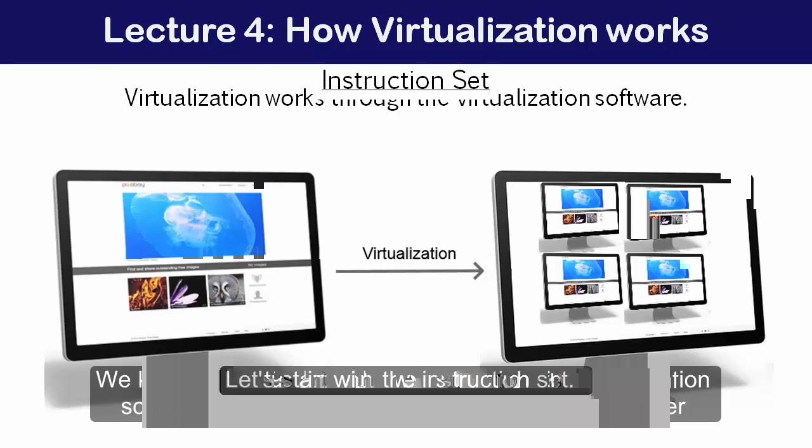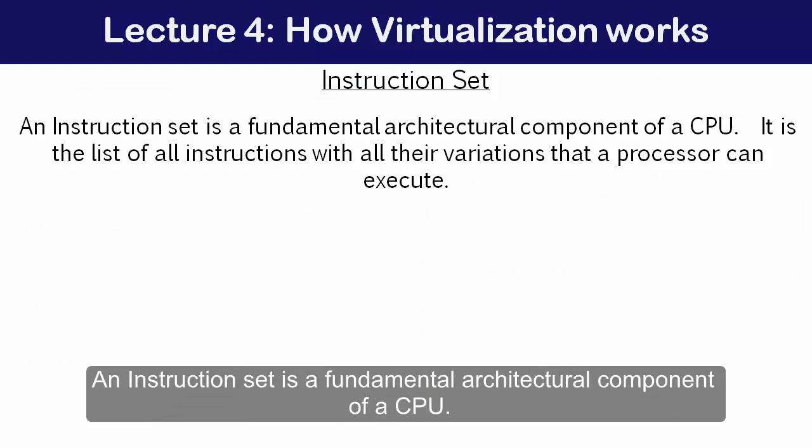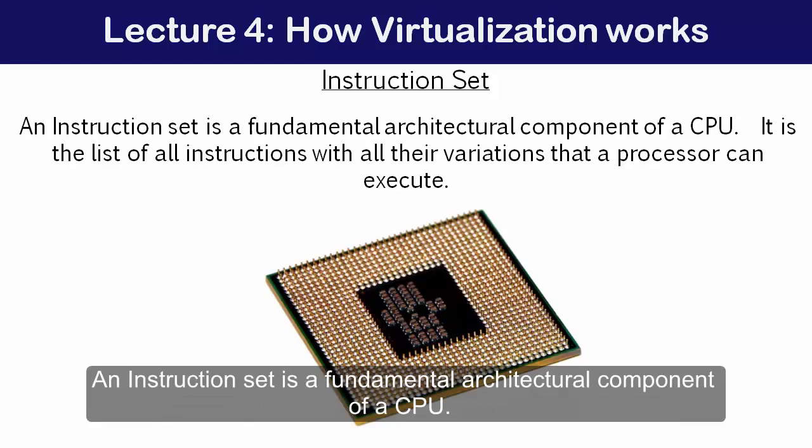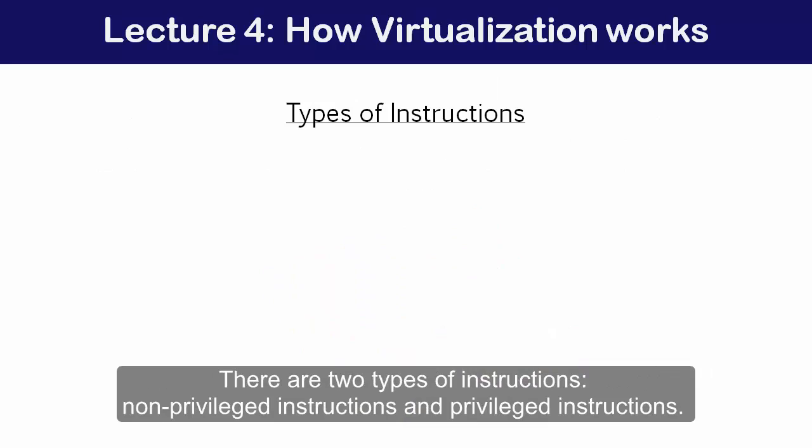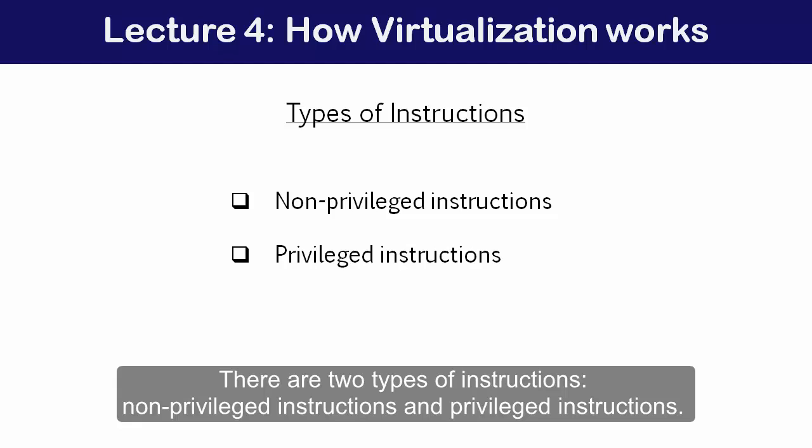Let's start with the instruction set. An instruction set is a fundamental architectural component of a CPU. It is a list of all instructions with all their variations that a processor can execute. There are two types of instructions: non-privileged instructions and privileged instructions.